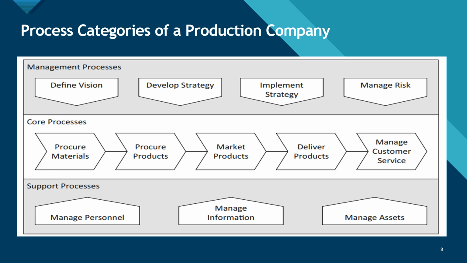Core processes are directly related to the organization's primary value creation activities, such as product development, sales, and customer service. Support processes, on the other hand, provide the necessary infrastructure and resources for the core processes to function efficiently, such as IT support, human resources, and procurement. Lastly, we have management processes that encompass activities related to strategic planning, performance management, and governance. You can see that they define the vision, develop strategy, implement strategy, and manage risk.